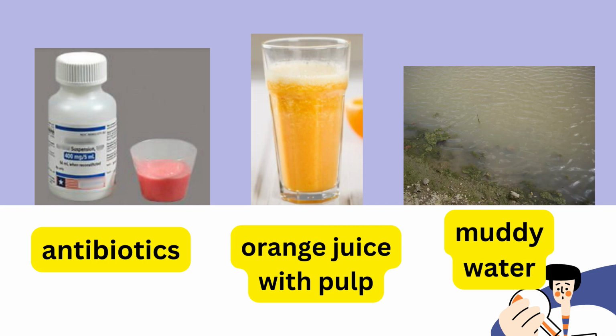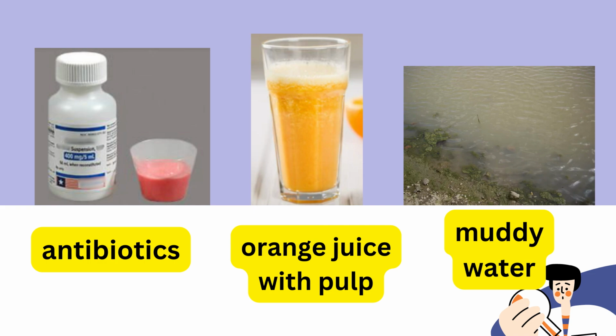Soil plus water. Gravel plus water. Orange juice with pulp. Muddy water. When you have orange juice with pulp, the pulp is a solid that doesn't dissolve in the juice, making it a suspension. You'll notice that the pulp can settle at the bottom if left for some time. Muddy water. As we discussed, muddy water is a suspension because the mud particles eventually settle at the bottom.